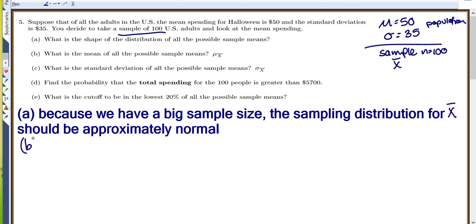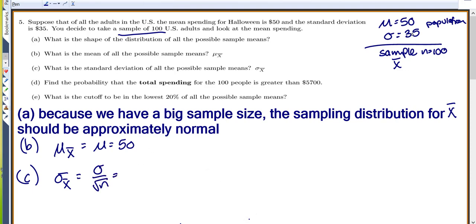For B, what will be the mean? Again, all of our possible sample means, that's just a big list of numbers. We can find the average of that, and it should be equal to the original mean of our population. So 50. For C, what will be the standard deviation? The standard deviation for all the possible sample means is equal to your original standard deviation of the population divided by the square root of n. So our standard deviation is 35, and dividing by the square root of 100 gives me 3.5.